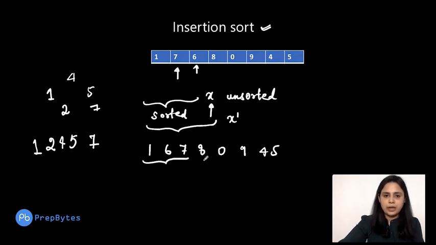Now I'm bothered about 8. I see that 8 is already in its right place. So now this part of the array is sorted. Now I'll come to 0. I have to find the right place for 0.